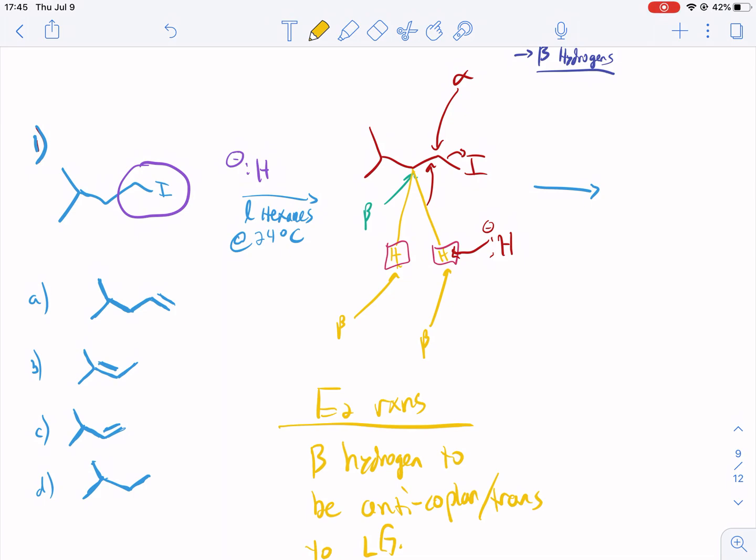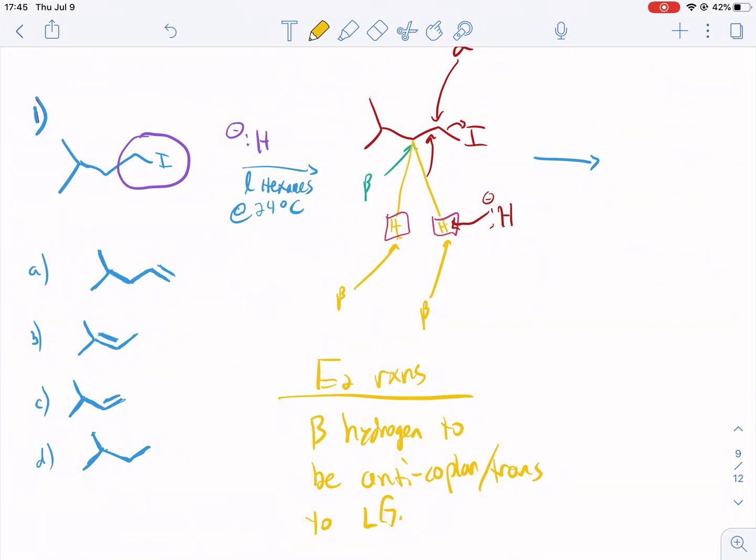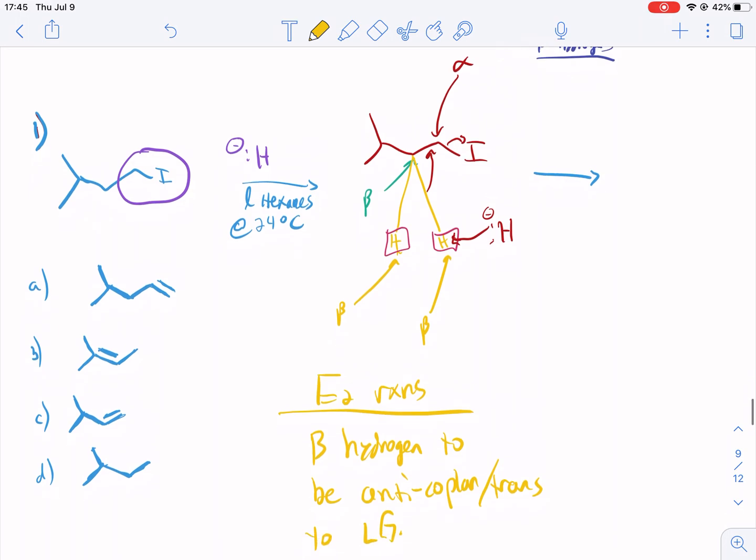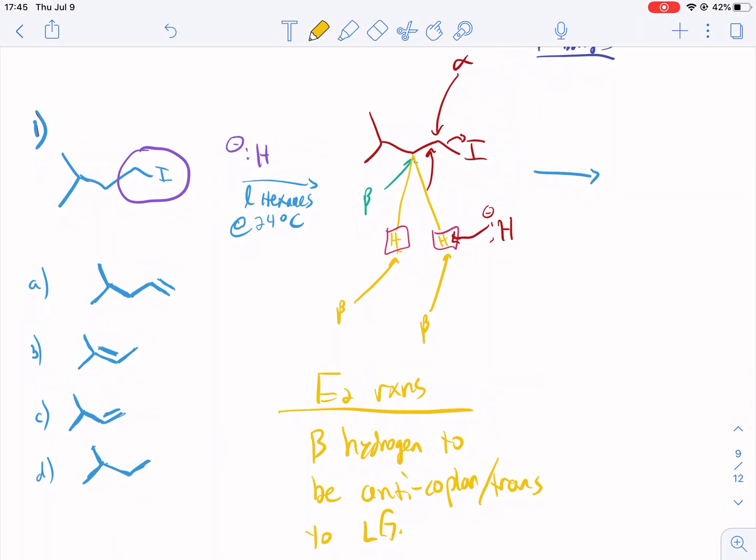Now, this is going to affect the product that you make because sometimes you might have two beta carbons, but maybe only one of those beta carbons has a hydrogen you can pull off because the other one isn't anti-coplanar, aka trans, to the leaving group. And you see that with rings and chairs and stuff like that. Now, this doesn't matter here simply because we're not looking at stereochemistry with this specific one. But stereochemistry plays a role because that is just how E2 works.